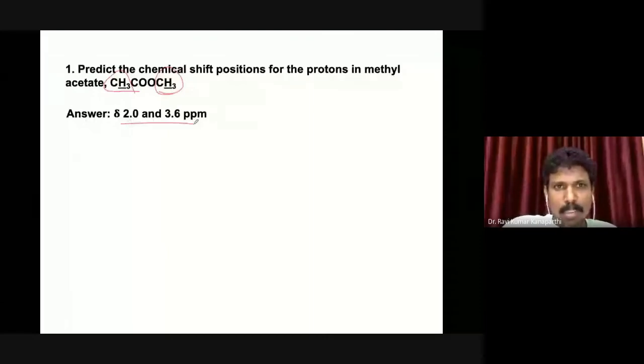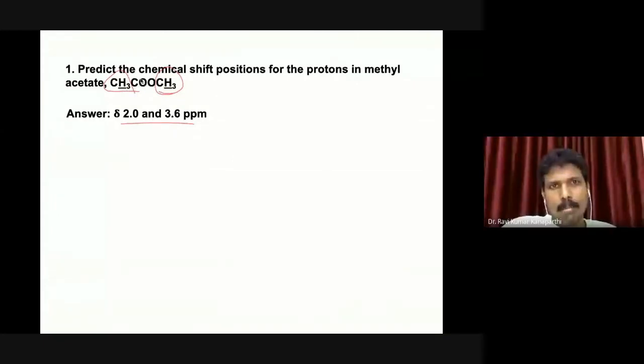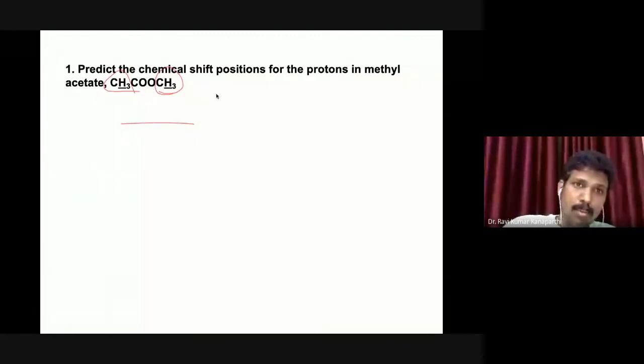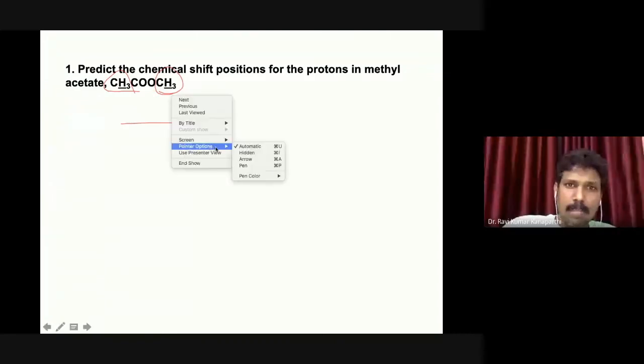How come that this will be 2? Here you can see this is connected to a carbonyl group, and this methyl group is connected to a heteroatom, that is oxygen. So which is more electron withdrawing? Definitely oxygen, right? Definitely oxygen. That way you have to remember the connectivity is important.